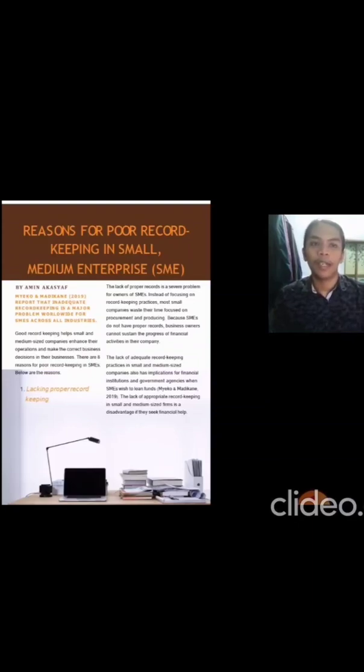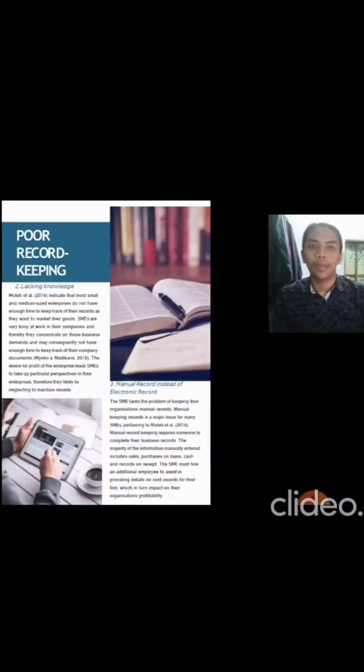Most SMEs lack proper record keeping. SMEs don't know how to do proper record keeping, and they don't know how to differentiate between the business record and the management record. The second reason is that SMEs lack knowledge. SME owners are commonly uneducated about record keeping, and they don't know the benefit of record keeping.